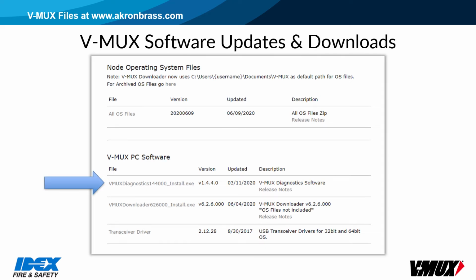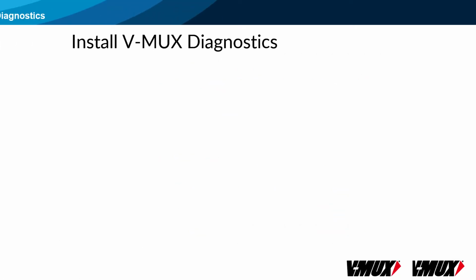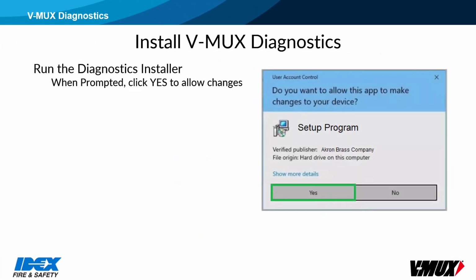The diagnostics installation file is located in the V-MUX PC software section of the web page. If using the V-MUX transceiver for the first time, you should also download and run the transceiver driver installer. When you open the V-MUX Diagnostics installation application, you will be prompted to allow it to make changes to your device. Click Yes to continue.